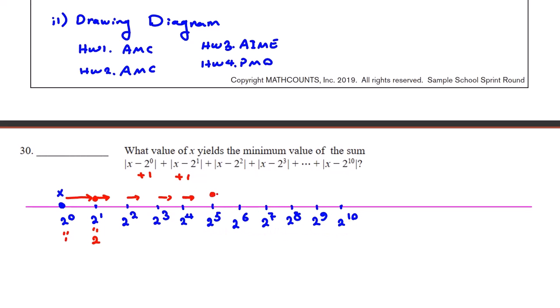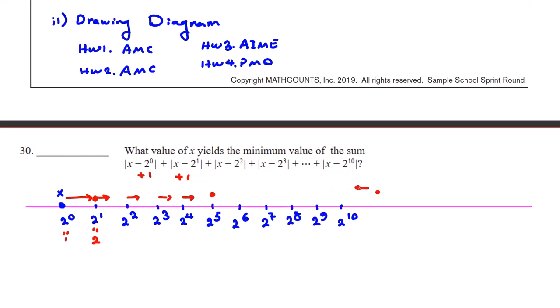When we reach here, if we move it to the right or left, it gets worse. Let's check. If we move it here, there are 5 negative ones but 6 positive ones, so it's not good. So here it's not good to change.